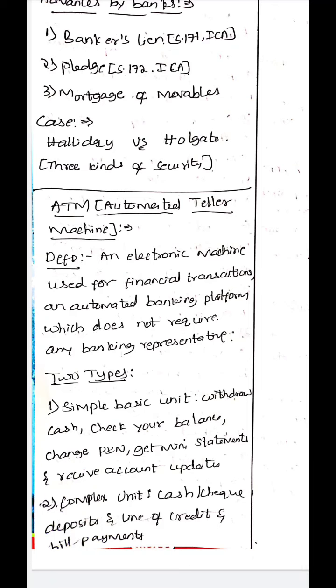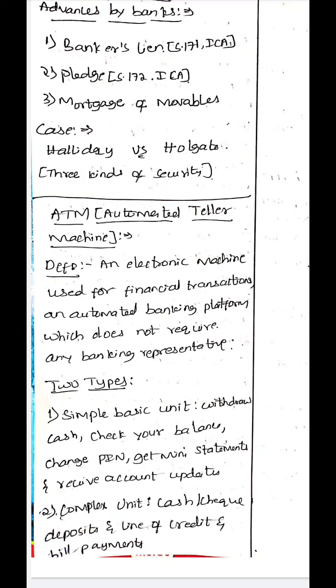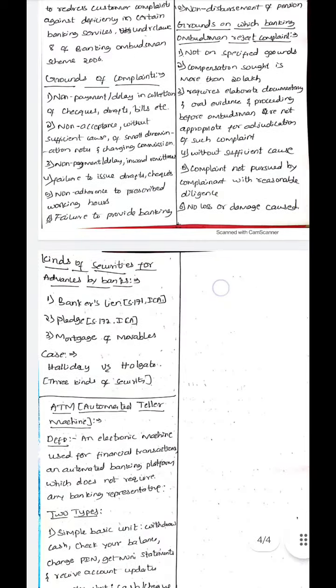The next is the ATM, automated teller machine. It is an electronic machine used for financial transactions, an automated banking platform which does not require any banking representatives. So it is an electronic machine which is used for financial transactions like taking out cash, etc. There are two types of ATM. One is a simple basic unit which is used to withdraw cash, check your balance, change PIN, get mini statements and receive account updates. And the next one is a complex unit which is used for cash or check deposits, a line of credit and bill payments. So this concludes the fifth unit.